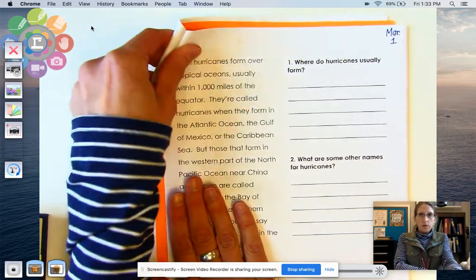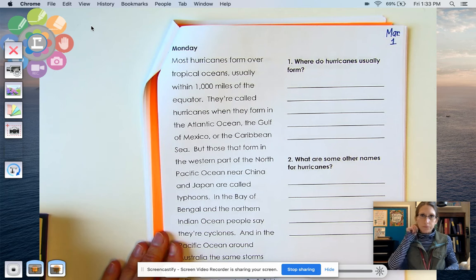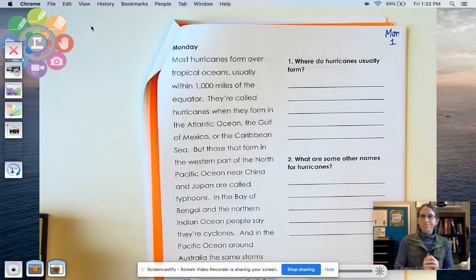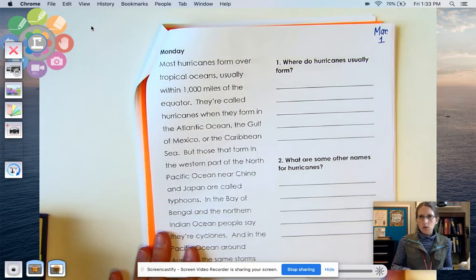Do we have hurricanes here in Minnesota? No, we don't. Why don't we have hurricanes in Minnesota? Yeah, we don't live by the ocean, do we?